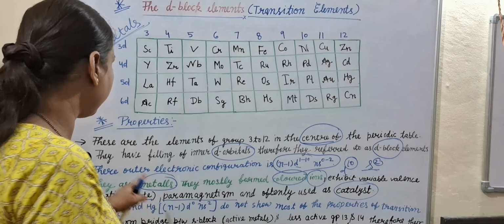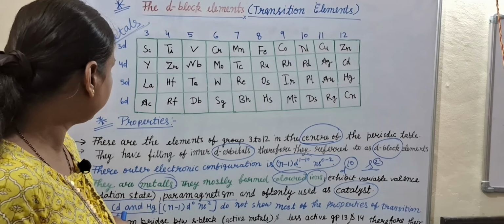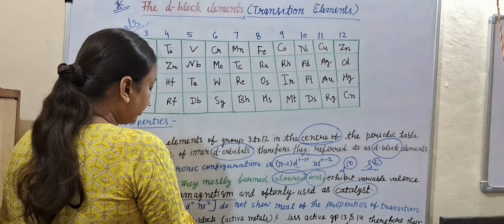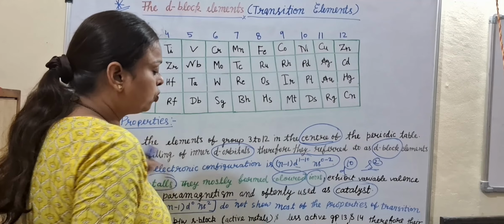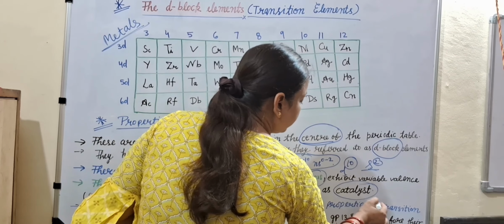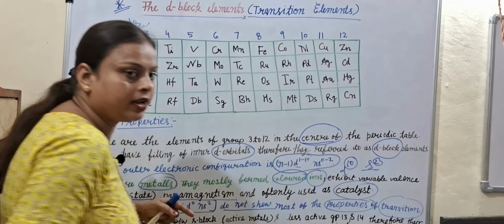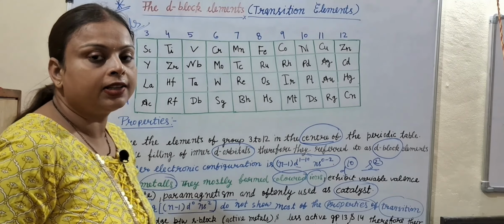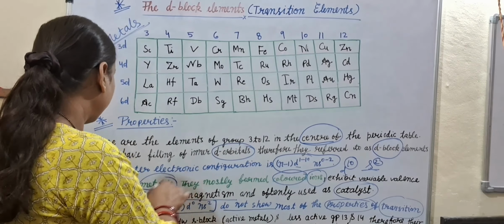Zinc, cadmium and mercury. Here three elements are given: zinc, cadmium and mercury. Their electronic configuration is (n-1)d0 ns2. They do not show transition element properties. It means zinc, cadmium and mercury are exceptional. They do not show transition element properties. Okay, now come to the next point.